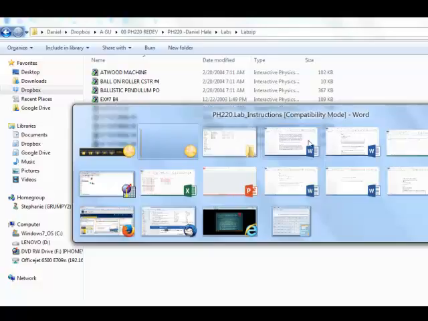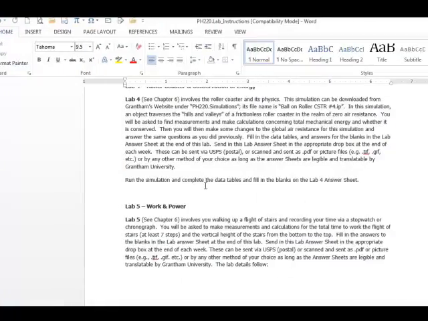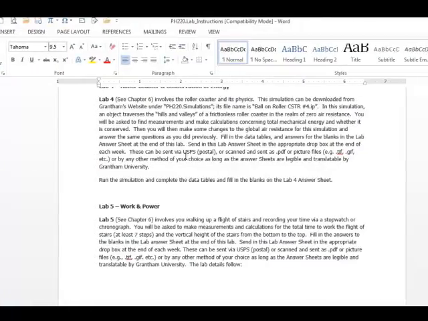So this week we are going to work on the roller coaster and its simulations. You're going to start by looking at the CSTR number 4.IP, and the simulation object traverses hills and valleys on a frictionless roller coaster in the realm of zero air resistance. So you're going to be asked to find measurements and make calculations concerning the total mechanical energy and whether it is conserved. Then you'll make some changes to the global air resistance for this simulation and then answer the questions as you did previously. Fill out the data tables and answers and fill in the blanks and send it at the end of the week.